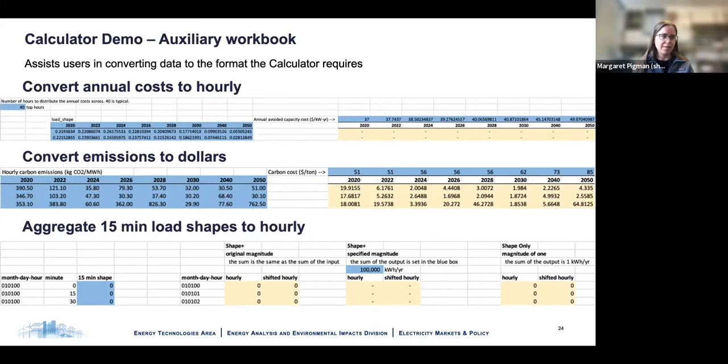And then finally, the unused load profiles from NREL are in a 15-minute time step, and the calculator requires an hourly time step. So the auxiliary workbook will let you do the aggregation and also align the day of the week with Cambium, because one starts on Sunday and the other one starts on Monday. And in order for the cost calculation to make any sense, they have to start on the same day.